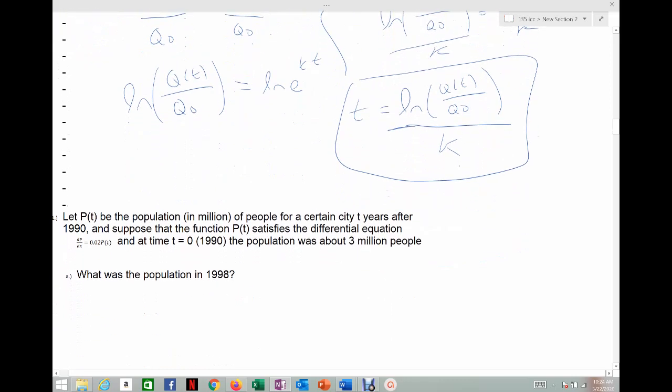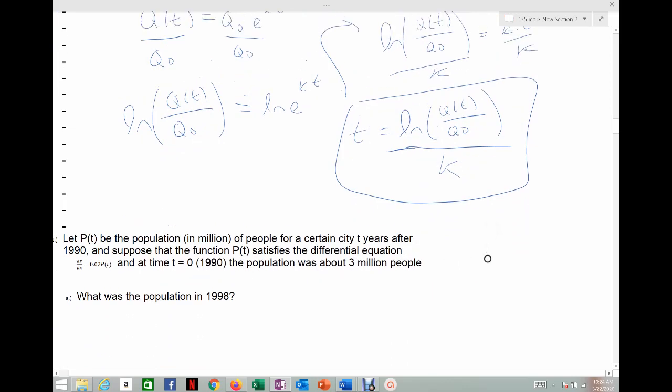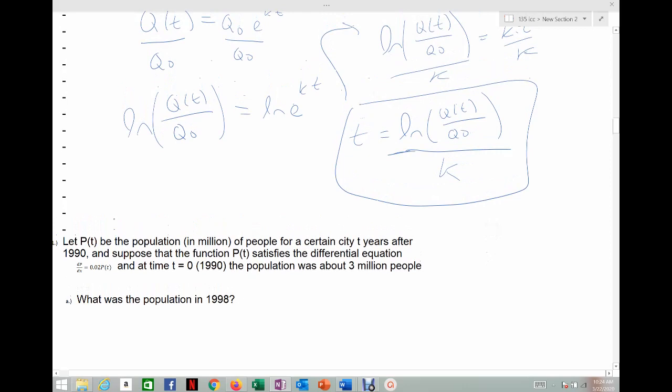All right, so we're going to stop there. In the next video, we're going to look at applications of this. So again, we'll pick this up here where we'll apply it. All right, so that'll be the next video.